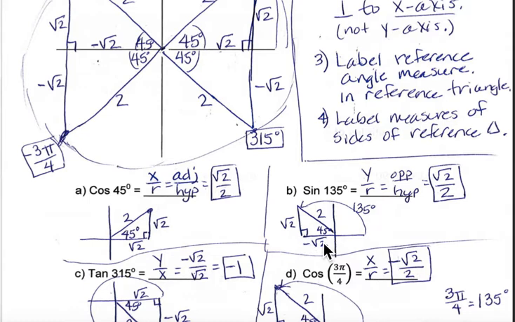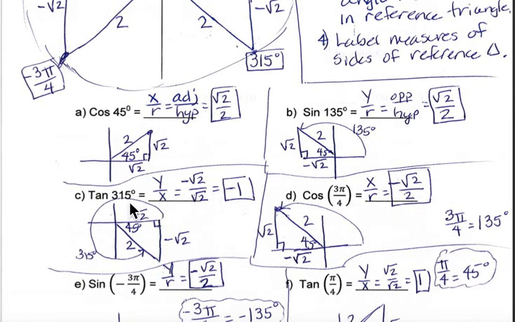The only difference is I'm going to put negative root 2 for this length over here. Even though the length is positive, because this represents the x-coordinate in the second quadrant, this length is going to be negative root 2. So the sine of 135 is the y value, root 2, divided by the length of the radius, which is 2, so I get root 2 over 2.